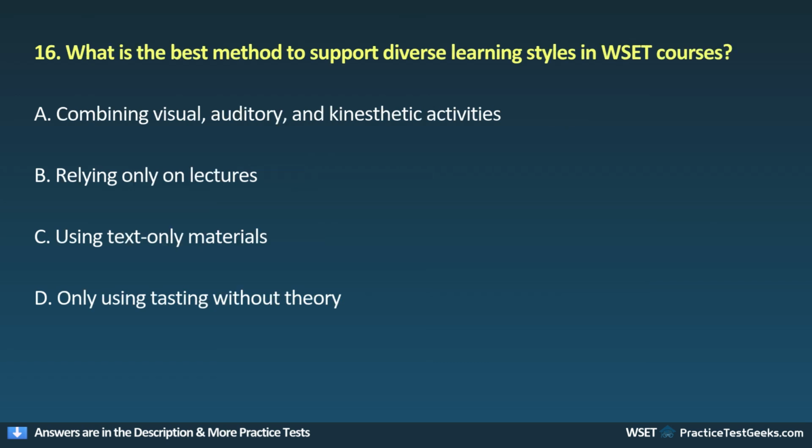16. What is the best method to support diverse learning styles in WSET courses? A. Combining visual, auditory, and kinesthetic activities. B. Relying only on lectures. C. Using text-only materials. D. Only using tasting without theory.